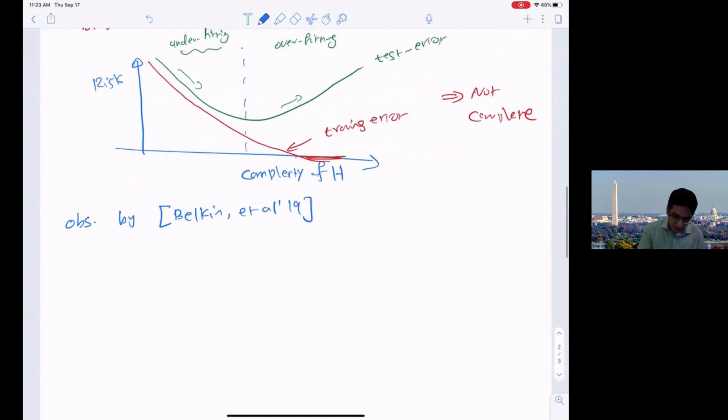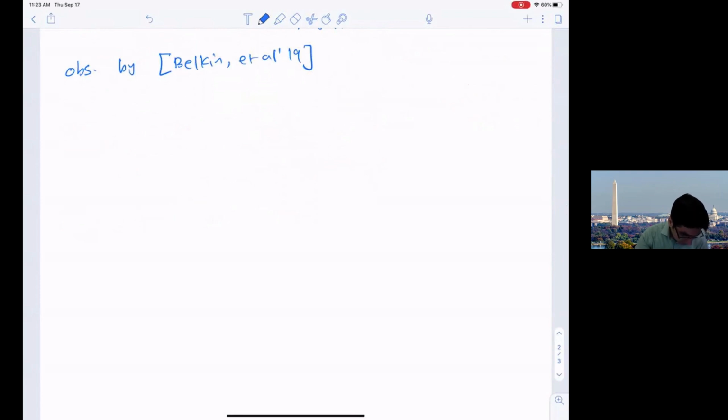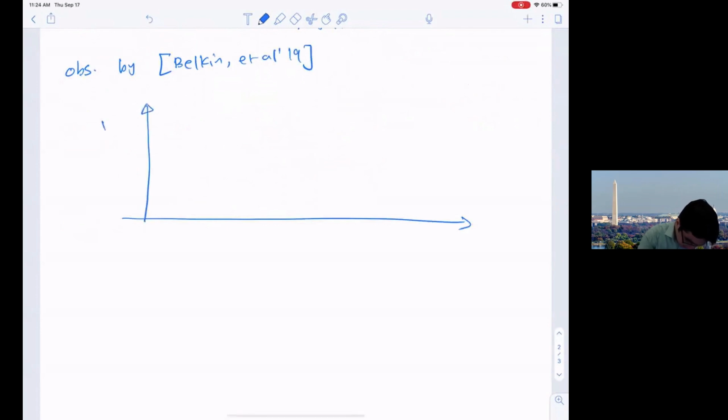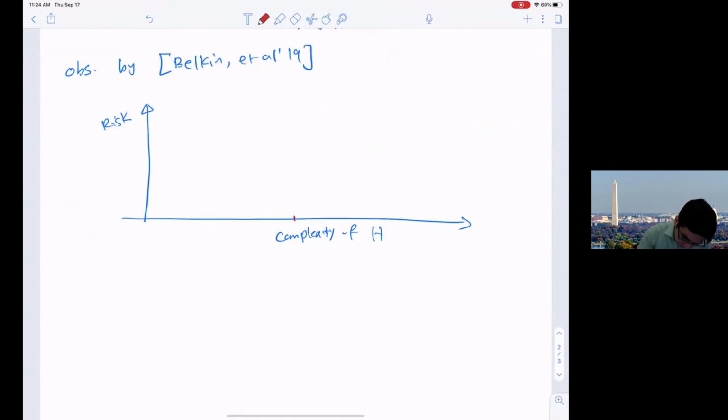They basically tried to plot this empirically for some different hypothesis classes, including some neural networks. Let's say if you have a multi-layer perceptron, you can just increase the complexity of H and see how your risk behaves. And they came up with a very interesting trend. Again, this is risk. Let's say this is the complexity of H. If you increase the complexity, then your training error is, at some point, going to become really small. So this is the training error.